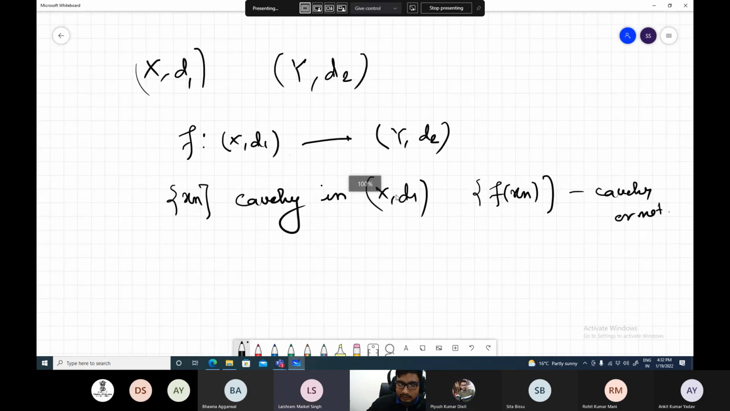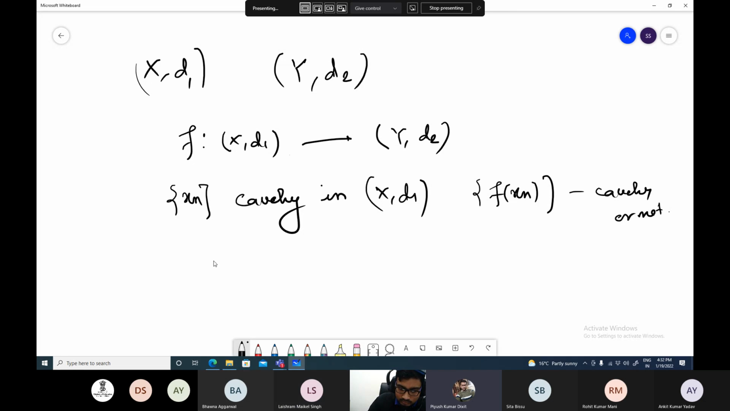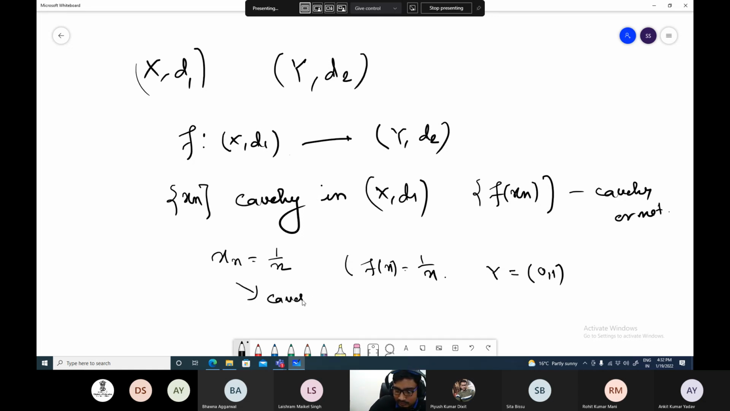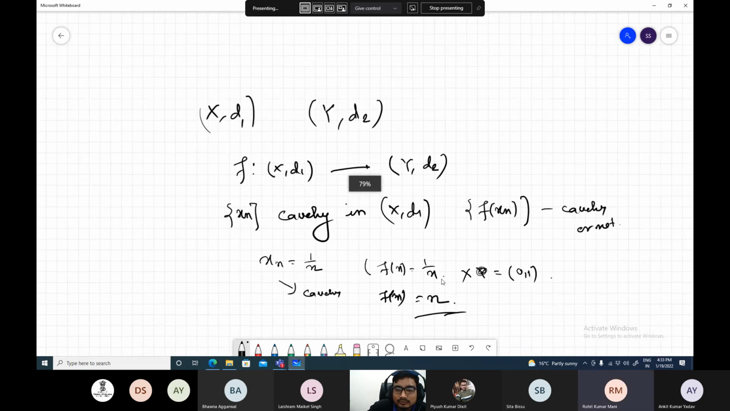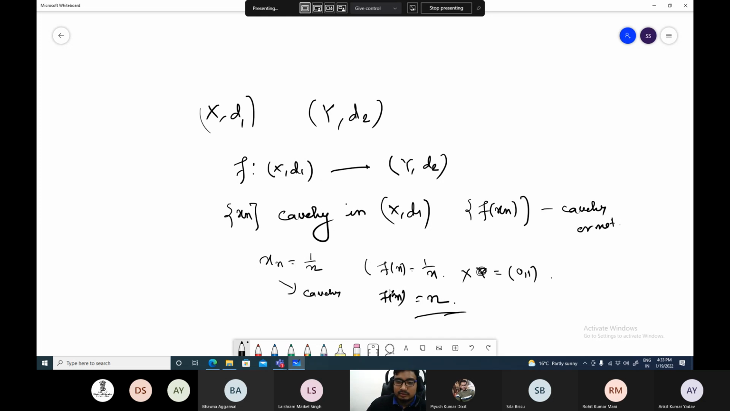Sir, I guess not. Take xn equal to 1 by n and take x as (0, 1) open. Then it is Cauchy. Take f(x) equal to 1 by x, and your y will be (0, 1) open, right? You cannot take 0. Then your xn is Cauchy, f(xn) is n, and so it is not Cauchy. Fine. So the continuous image of a Cauchy sequence need not be Cauchy.